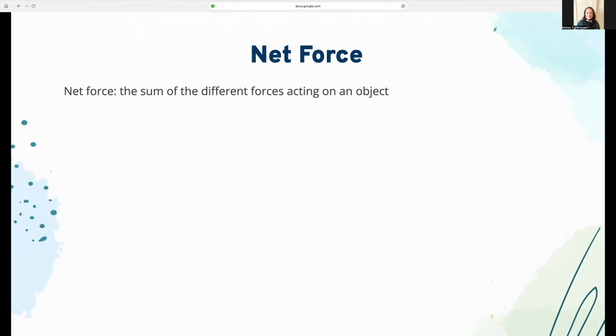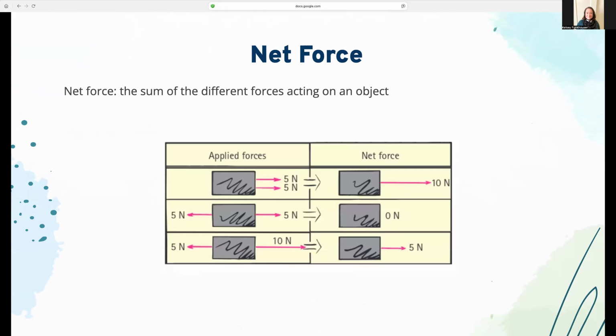So a concept we're going to be working with is net force. It just really means the sum of the forces, or the total forces, acting on an object. And when you're summing the forces, you have to take into account the direction, like if they're vertical or horizontal, and if they're going to the left or the right. So we have this table here, and in the column on the left, we see the forces applied to this object, and on the right, we have the net force, or the sum of the forces.